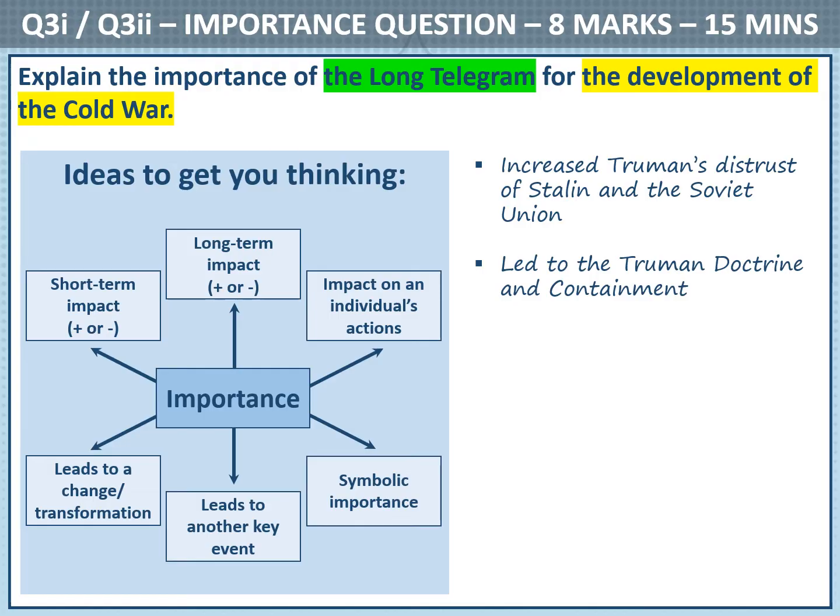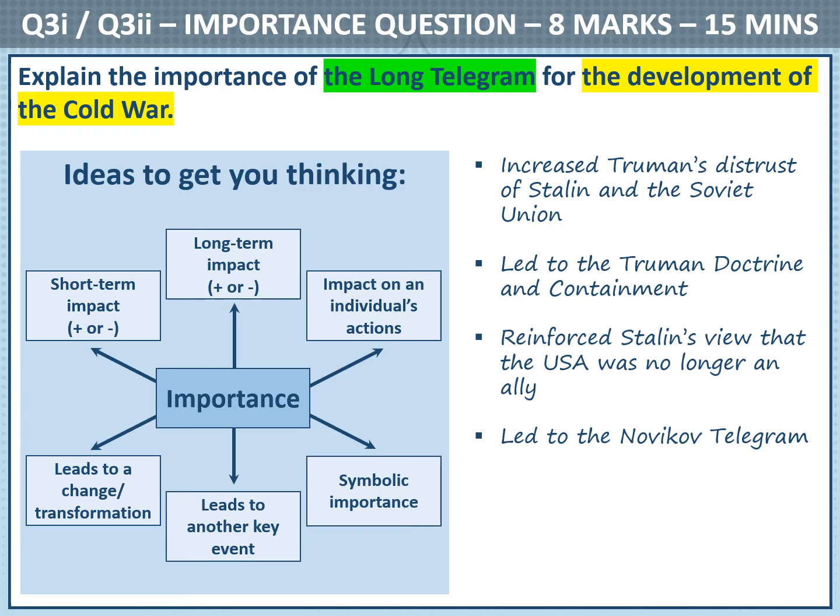I also know that it encouraged Truman to issue the Truman Doctrine and to begin containment. The telegram also had an impact on Stalin as well. It convinced him that the USA could no longer be seen as an ally. And it also led to Stalin hitting back with the Novikov telegram. Now, I don't have to develop all of these ideas in my answer, but a couple of them will make 2 nice paragraphs. So let's look at how that might work.